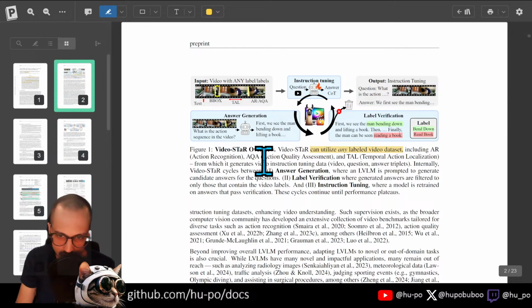LVLM just zero-shotted, right? So this is kind of system 1 zero shot. It just gives you some answer. You use the metadata to filter that answer. Okay, that's the label verification. And then 3, instruction tuning. The model is retrained on answers that pass the verification.